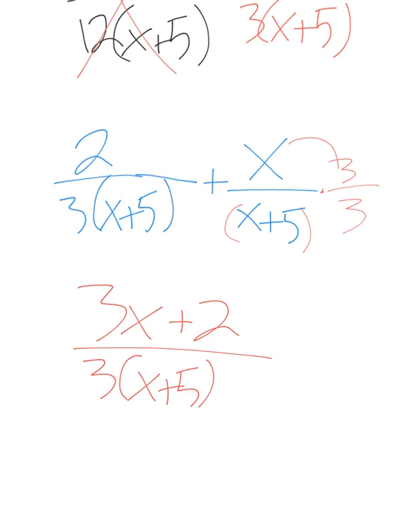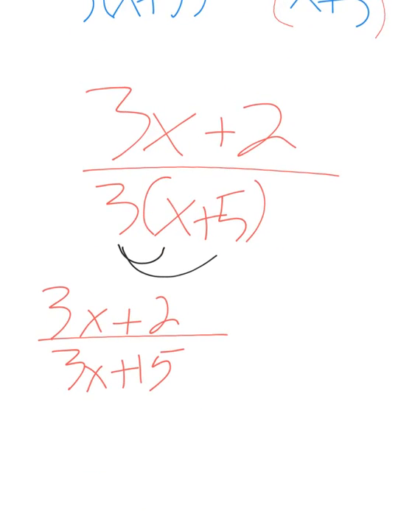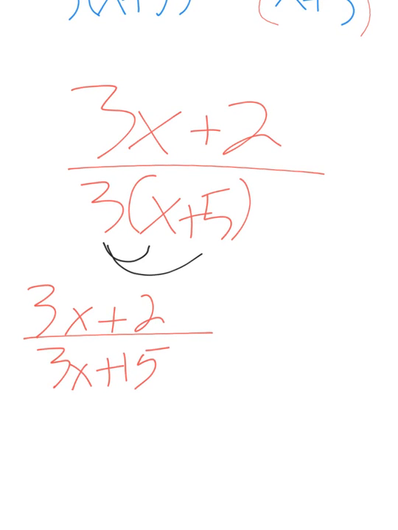So I'd accept this for a final answer, or you can write it as 3x plus 2 over 3x plus 15. I got that from distributing the 3 to the x plus 5. 3 times x is 3x, 3 times 5 is 15. So either one of these is good for your final answer. Just make sure you identify what x cannot equal. So I'll put an or right there. And then we need to identify that x cannot equal negative 5.